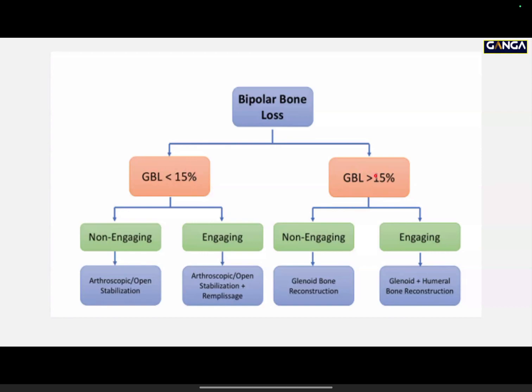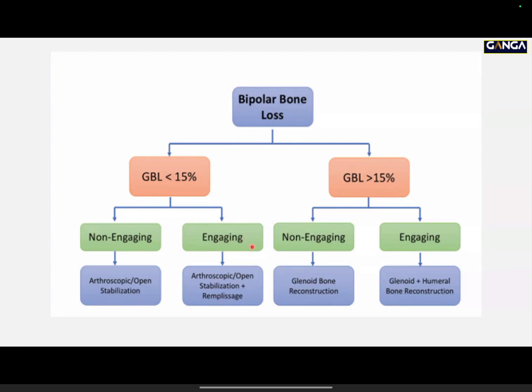Whenever glenoid bone loss is more than 15%, they will go with glenoid bone reconstruction or the Latarjet procedure. And if it's engaging, then they have to fill that humeral head defect also. That is called the remplissage procedure. Same thing, if glenoid bone loss is less than 15% and it's non-engaging, then they will just repair the anterior Bankart or do a soft tissue repair. And if it's engaging, then they will do an arthroscopic repair with the remplissage procedure, because it's engaging.